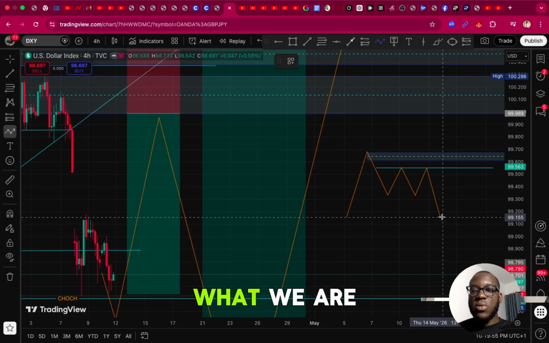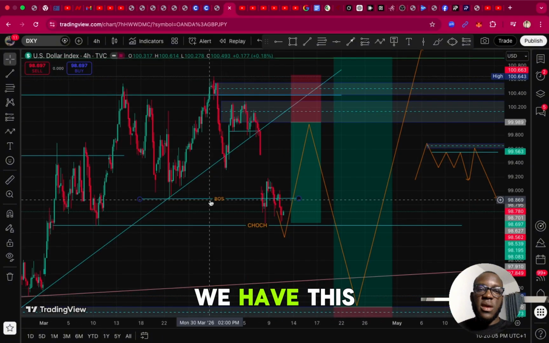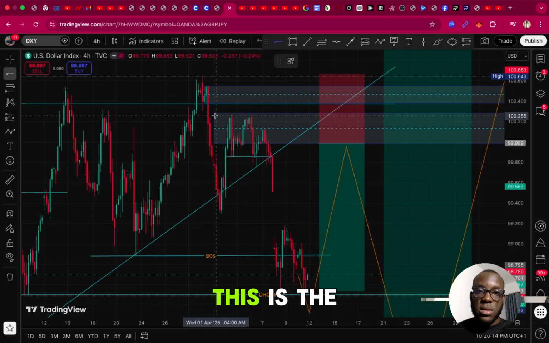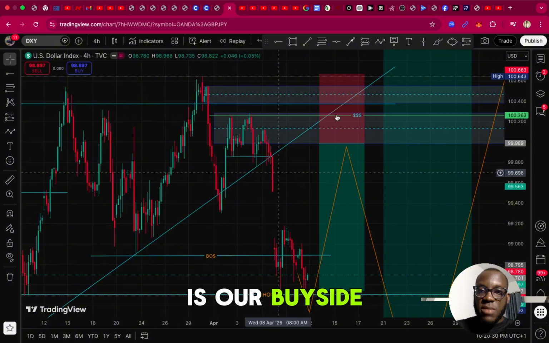So look at what we are looking at, to tap into here, then drop down. So this is exactly what we are having here. We have this also, we have a similar thing here. This is liquidity. This is the buy side liquidity.